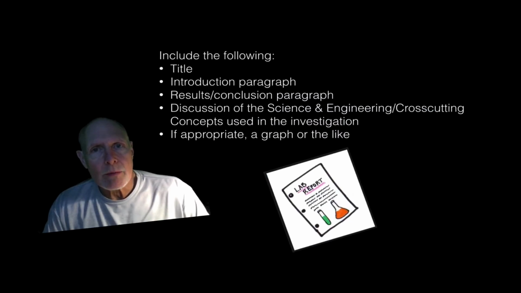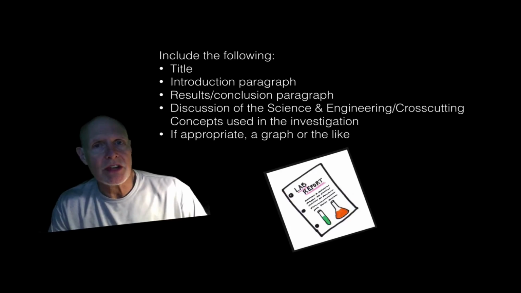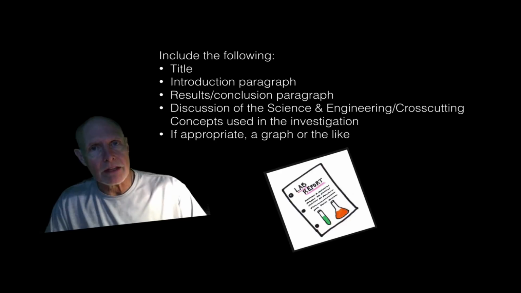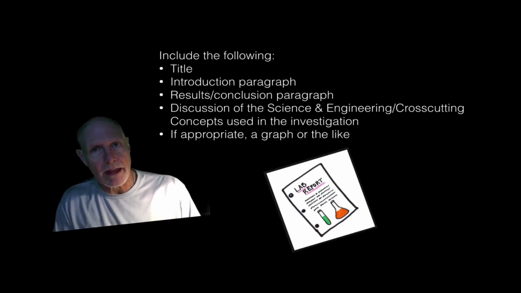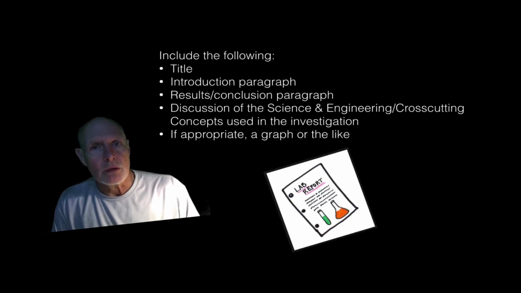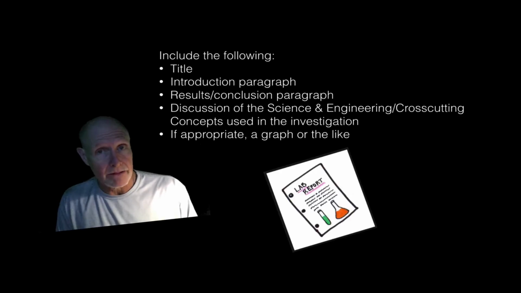When you write a lab report, I want you to include these items right here. You'll have a title. You'll have an introductory paragraph that gives the background around what the investigation was. You will have a paragraph that talks about the results or the conclusion of the investigation. I would like you to have another paragraph where you talk about the science and engineering practices and the cross-cutting concepts that you used in that investigation. And then, if appropriate, you might be asked to submit a graph along with the report.